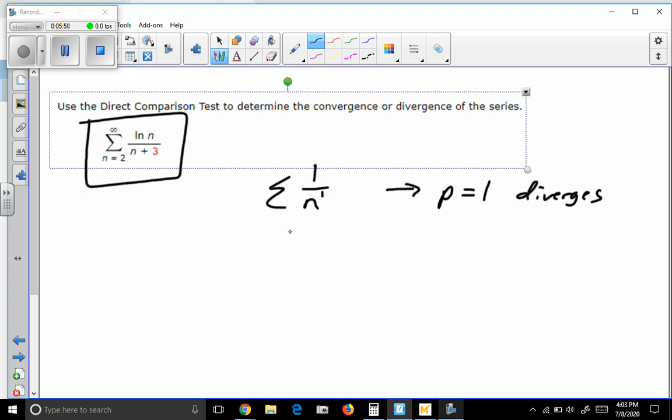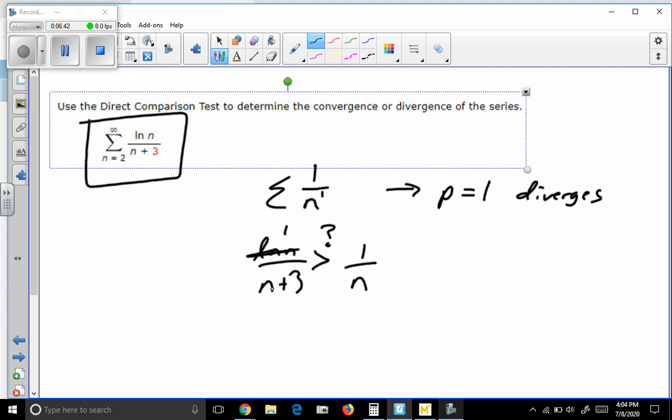But if we compare 1 over n to natural log of n over n plus 3, if this one diverges, we have to show that that one is even bigger. Well, the numerator is going to be bigger most of the time, but what about the denominator? This denominator is bigger, which actually makes the fraction smaller. Remember, if the denominator is bigger, the fraction is smaller. So that leaves in question, is this really smaller than that? Because if it was just 1 over n plus 3, that wouldn't be true.